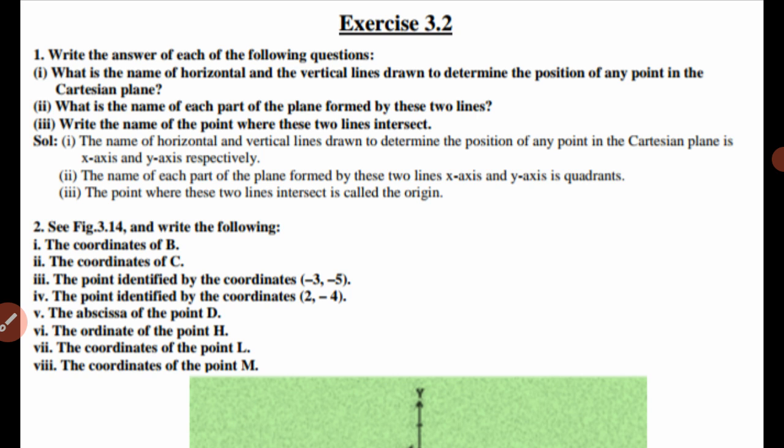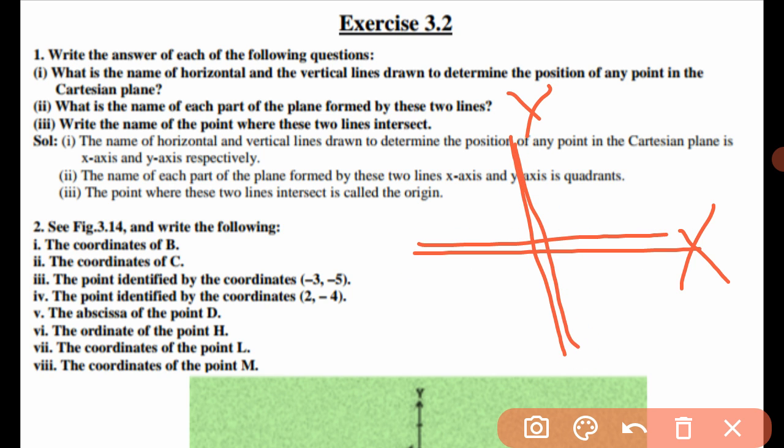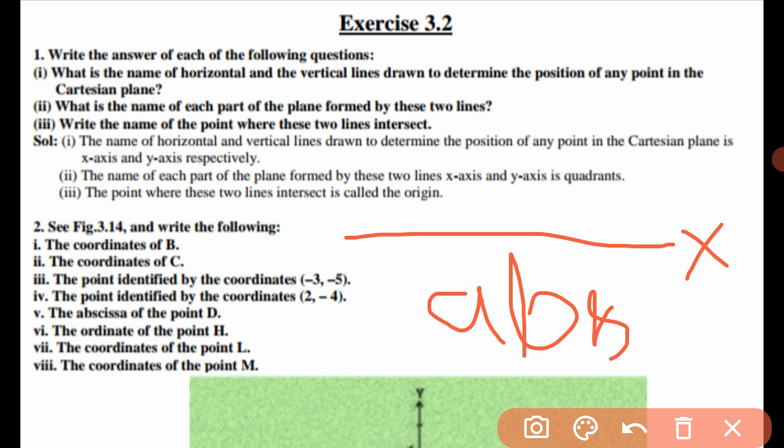First part: what is the name of the horizontal and vertical lines drawn to determine the position of any point in the Cartesian plane? Here, Cartesian plane means one is the x-axis and another is the y-axis. So we have to tell the names of these axes. The horizontal line is the x-axis, and another name of this horizontal line is abscissa.